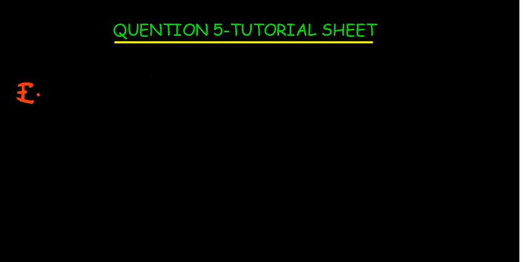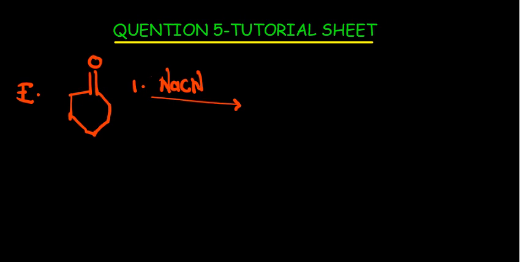So E is saying there's a double bond to oxygen there. We're having a ring. Okay, great. So we have our first reagent as sodium cyanide, and the second reagent we're having is sulfuric acid, in the presence of water.